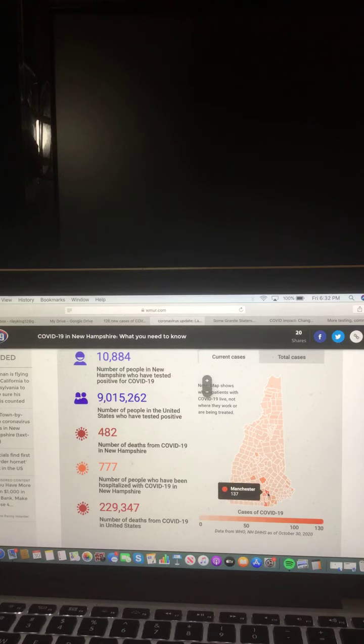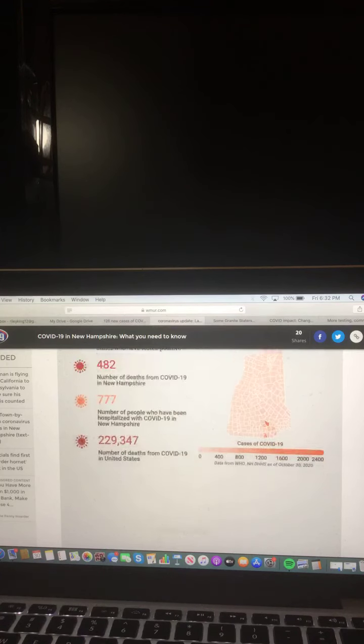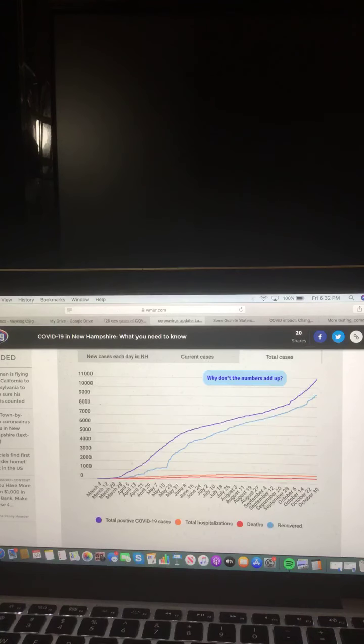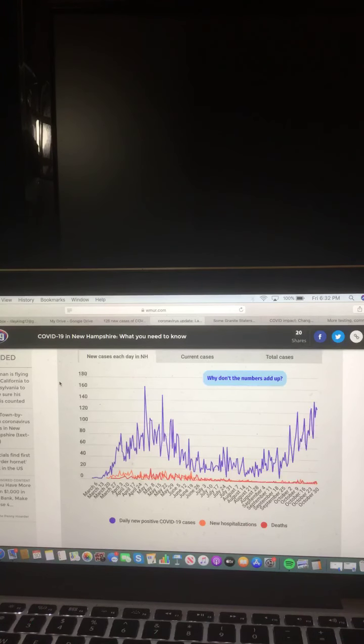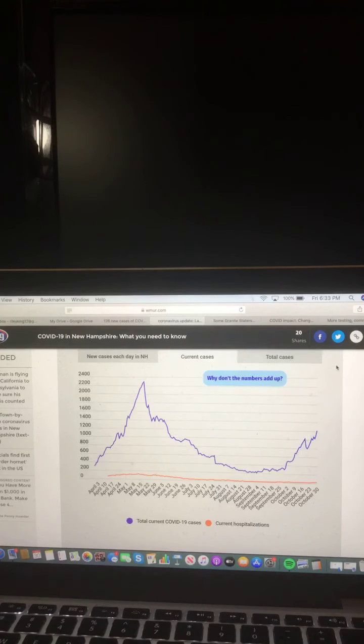In Manchester, 137. Let's take a look at this map of New Hampshire where total cases of COVID-19 are. Manchester, 24. And now let's take a look at these three charts here. Let's start with the first chart here. New cases each day in New Hampshire. In the purple, daily new positive COVID-19 cases. In the orange, new hospitalization. In red, deaths.